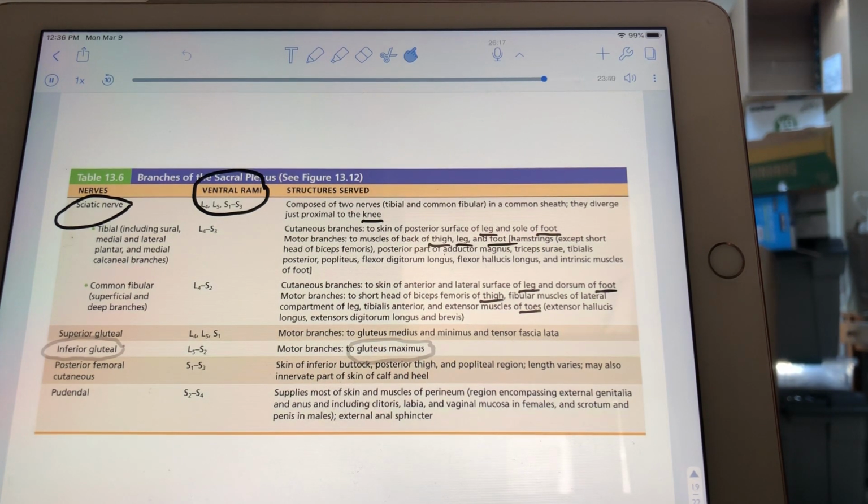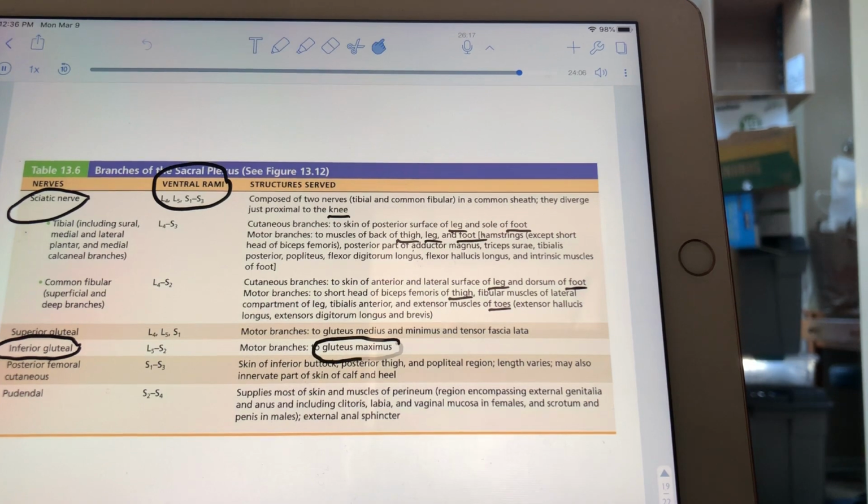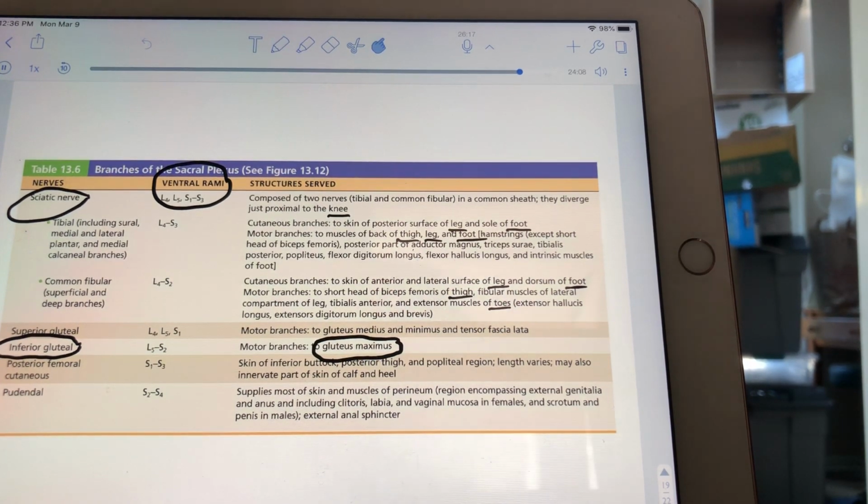Your leg. Good grief. And then it says inferior gluteal. This guy. Which muscle does it innervate? And that's actually a little counterintuitive. Even though it's called the inferior gluteal nerve, it actually innervates the gluteus maximus. So it's a little bit flip-flopped, okay? And then for sciatic nerve, it says nothing else. That's all you have to know.